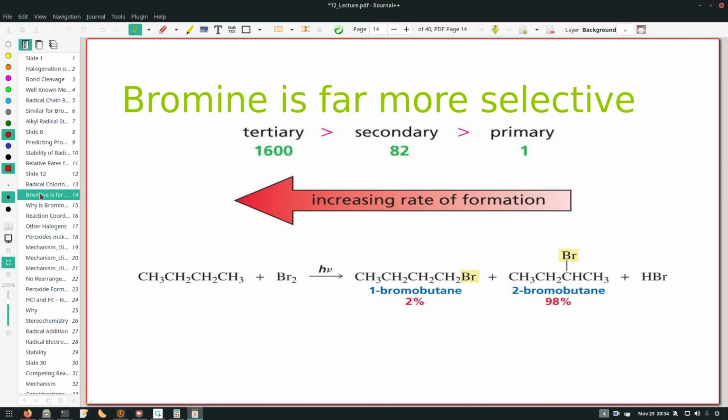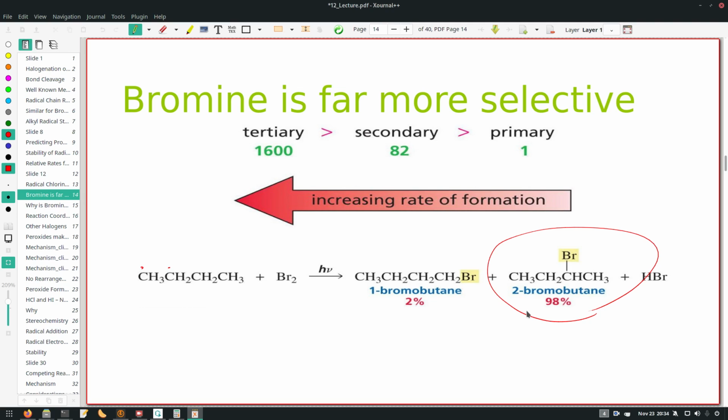All right, turns out bromine's a lot more selective for us. Matter of fact, we don't even need to use those numbers up there. 1600 to 82 to 1. If you actually bother to calculate it all out, you're going to find tertiary is far more likely than secondary or primary. So if you actually were to take butane and react it with bromine, even though there's two possible radicals that could form, this one's 82 times more likely to form, and that's basically guaranteed to be the major product.